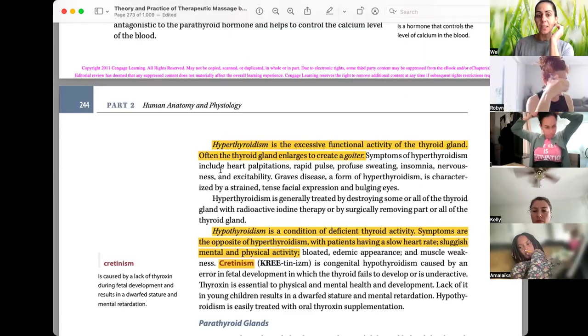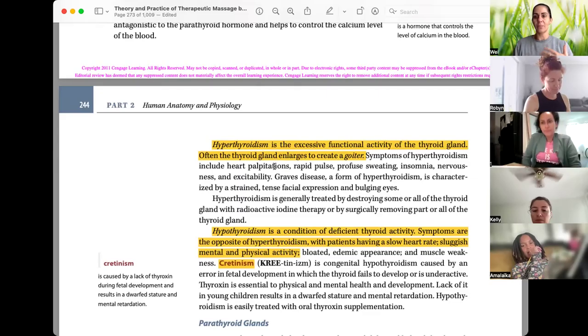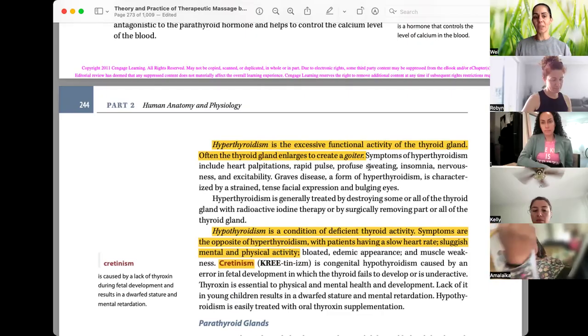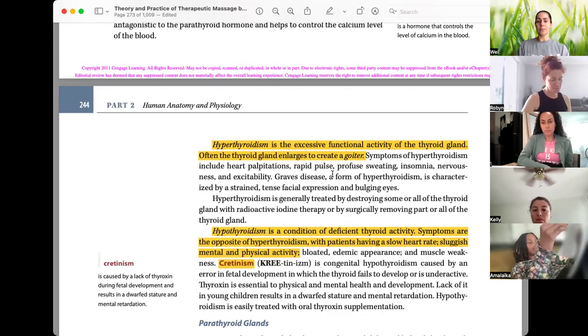And the symptoms are going to include heart palpitations, so you can feel your heart sometimes all of a sudden rapid or inconsistent. Can't sleep, always nervous, irritable. So all these kinds of things are affected by it. Graves' disease is a form of hyperthyroidism. So Graves' disease, hyperthyroidism, it's all the same type of stuff.